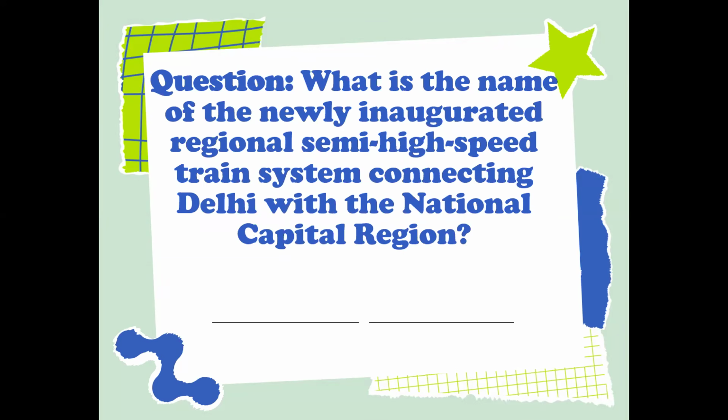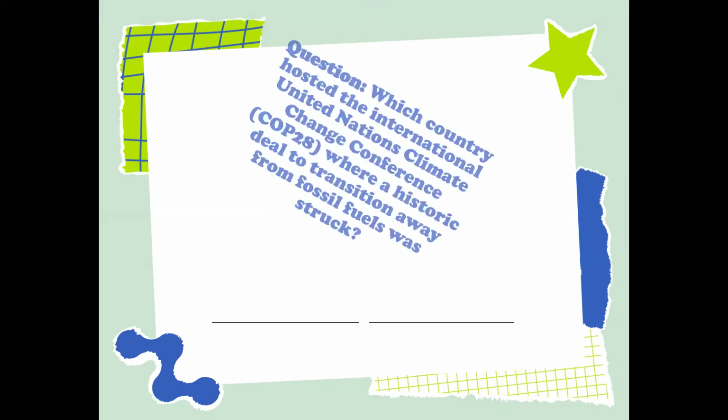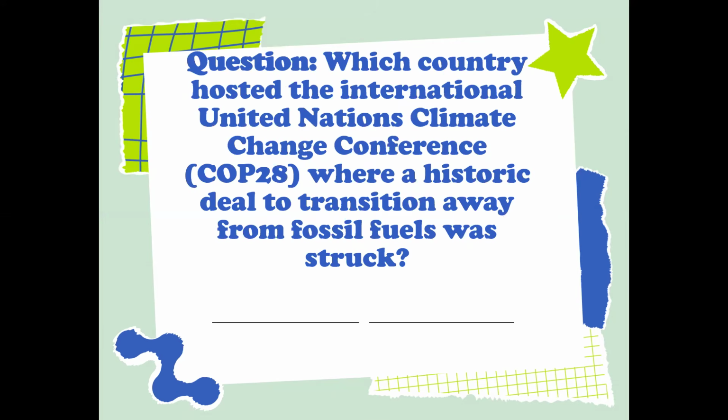Now, the next. What is the name of the newly inaugurated regional semi-high speed train system connecting Delhi with the National Capital Region? Rapid X. Rapid X. Next. Which country hosted the United Nations Climate Change Conference COP28, where a historic deal to transition away from fossil fuels was struck? The answer is UAE.